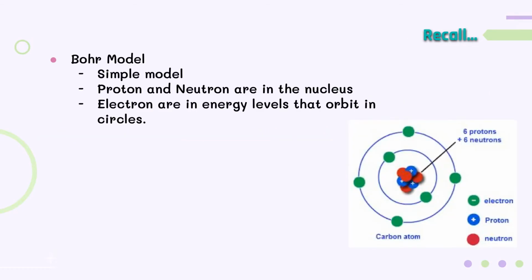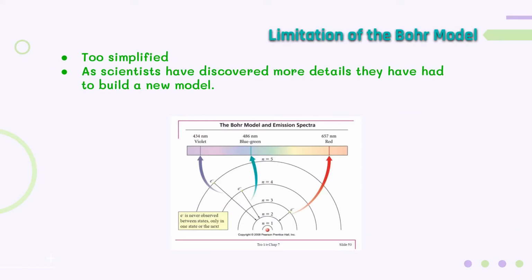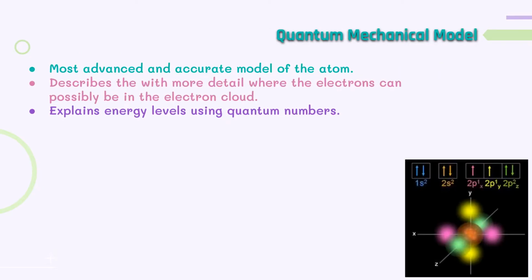If you recall from lesson 103, the Bohr model is a simple model that describes that the protons and neutrons are in the nucleus and electrons are in the energy levels that orbit in circles. There are limitations with the Bohr model. It's too simplified. As scientists have discovered more details, they have to build a new model. So as their understanding of the atom becomes greater, their model needs to be more detailed in order to account for those understandings. Brings us to the quantum mechanical model of the atom.